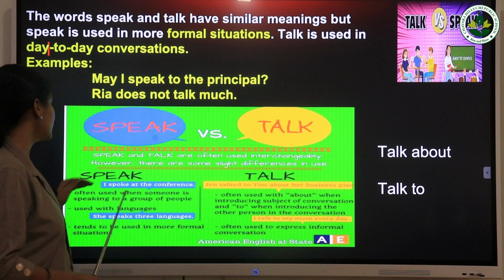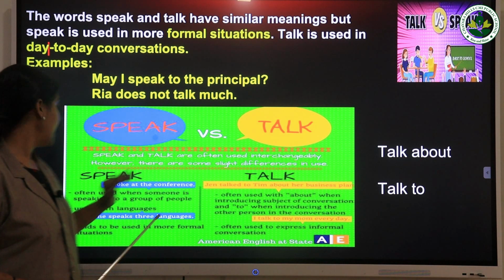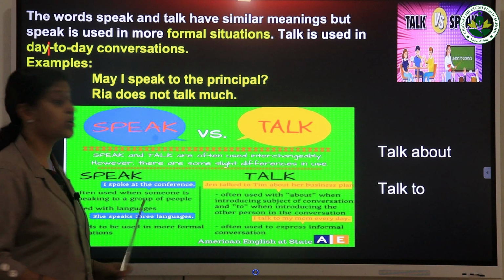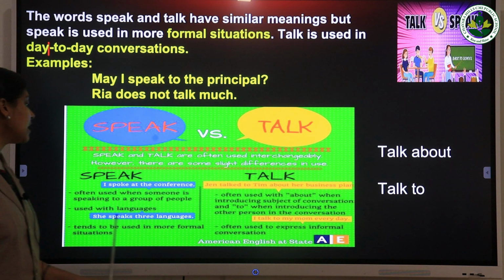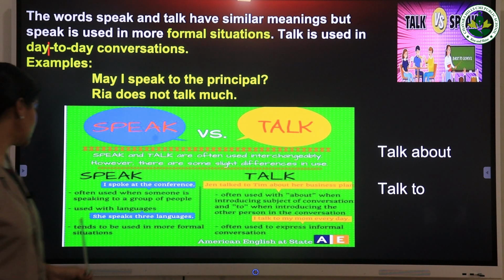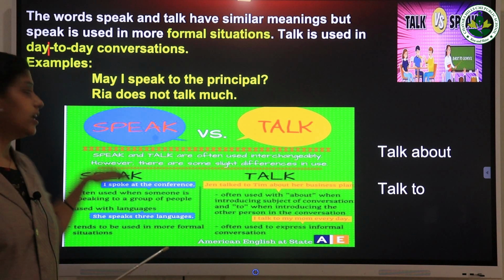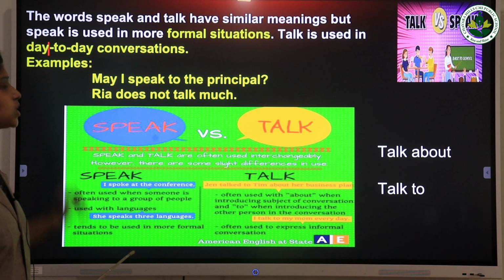Okay, then speak. I spoke at the conference. It's an example of a formal situation. Speak is often used when someone is speaking to a group of people. It is also used with languages. She speaks three languages. Next one, it tends to be used in more formal situations. Here the verb speak is used in more formal situations.